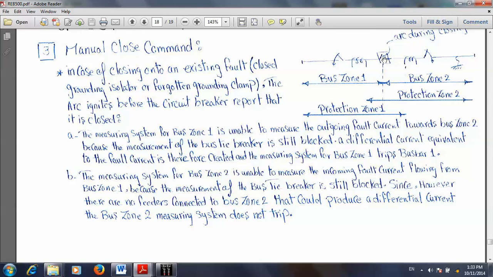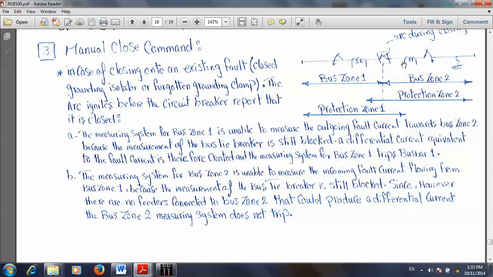During the travel of the moving parts of the circuit breaker, there will be an arc between the moving part and the fixed part of the circuit breaker. In this case, current will pass from all feeders here and go to feed the fault. But still the circuit breaker is not closed.